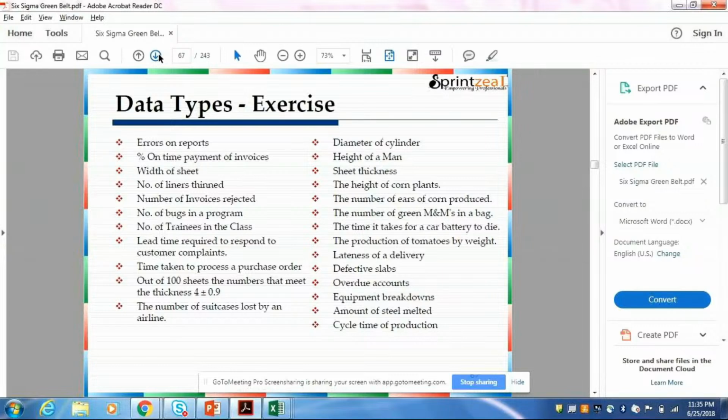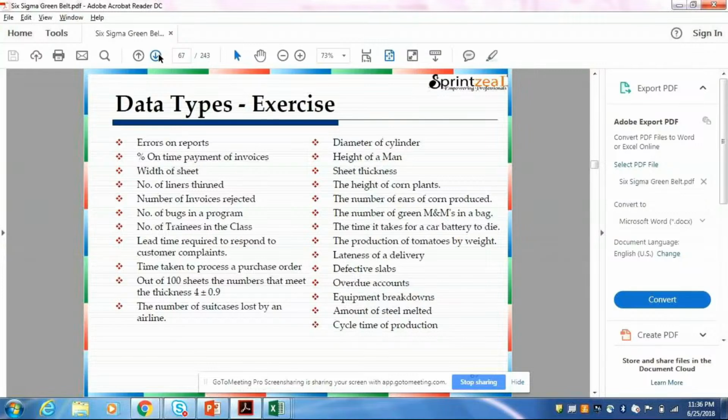Lead time required to respond to a customer's complaint. Lead time. That would be continuous. Yep. Time taken to process a purchase order. Continuous.